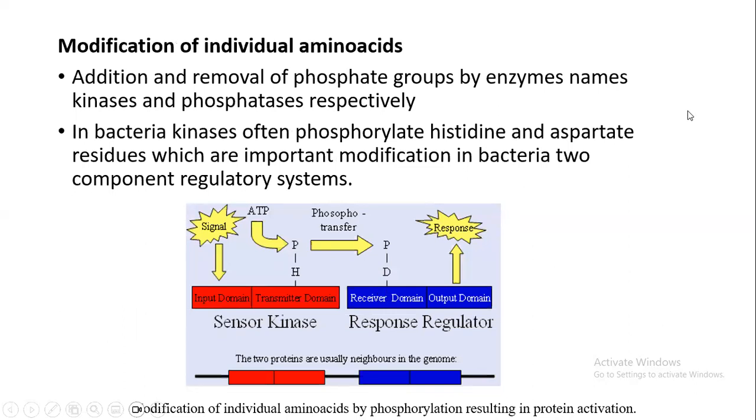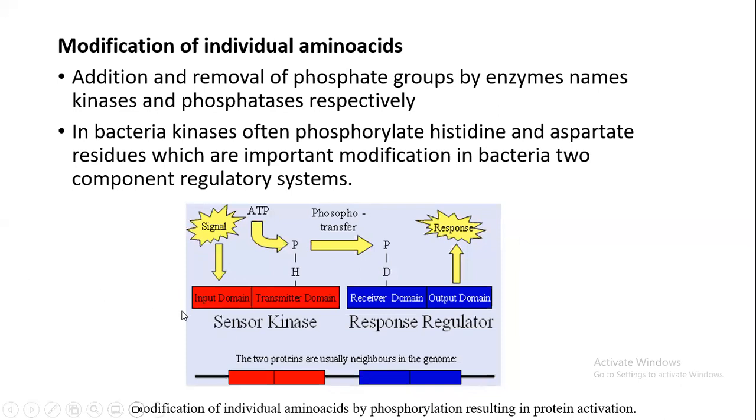Then the next modification is of individual amino acids. Modifications such as those catalyzed by enzymes, kinases and phosphatases, are basically associated with addition and removal of phosphate groups on specific amino acids. These phosphorylation and dephosphorylation reactions are quite common in the case of bacterial kinases, and they play an important regulatory function in bacterial systems.